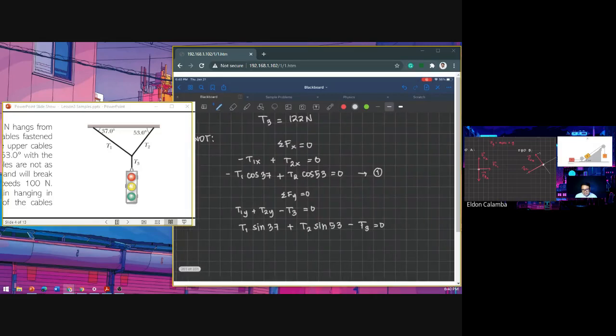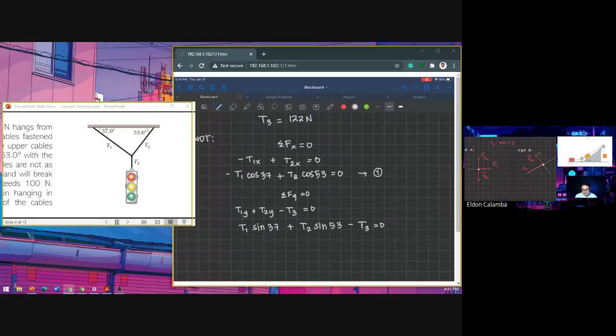Yan. So, meron kang T1, meron kang T2 and T3. You already know T3 and that is just 122 newtons. But you don't have T1 and T2. Diba? And then, may T1 and T2 sa equation number 1. So, for this case, kayong bahala kung anong gusto nyo unang ma-solve. If gusto nyo unang ma-solve si T1 or gusto nyo unang ma-solve si T2 muna. Ako gusto ko unang ma-solve si T1.